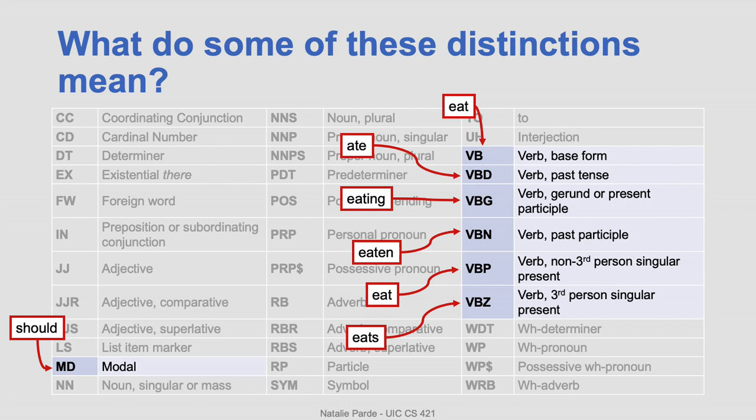Categories beginning with the letter V are different types of verbs. There are verbs in their base form, past tense verbs, gerunds or present participles, past participles, verbs used in the first or second person singular present tense, so things like you eat it, and verbs used in the third person singular present tense. Modals, which are verbs like should or could, are categorized using the abbreviation MD.